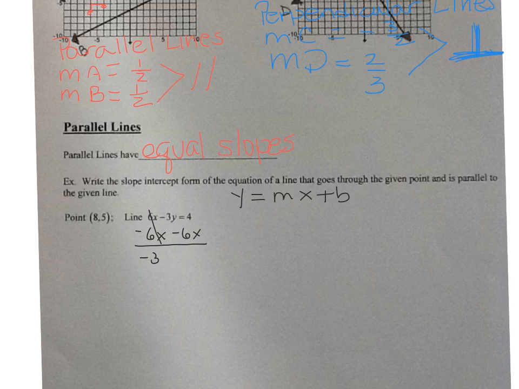And I get -3y equals -6x plus 4. And then divide by -3. So I get y equals negative 6 divided by negative 3 is positive 2. So I have positive 2x minus 4/3. And I'm going to leave that like that because I really don't care about the y-intercept. What I care about is the slope.